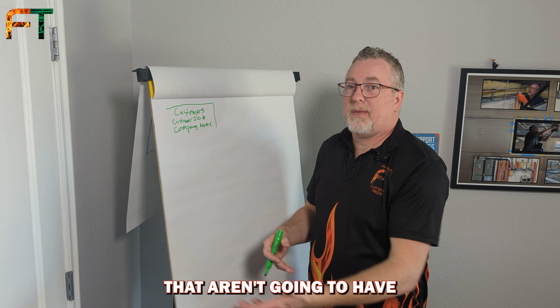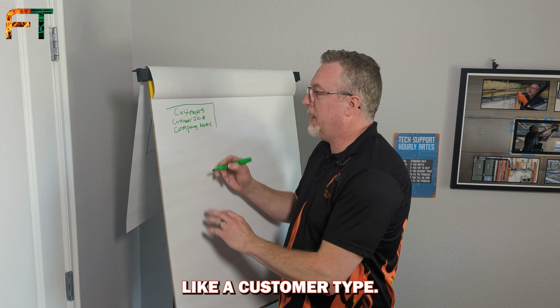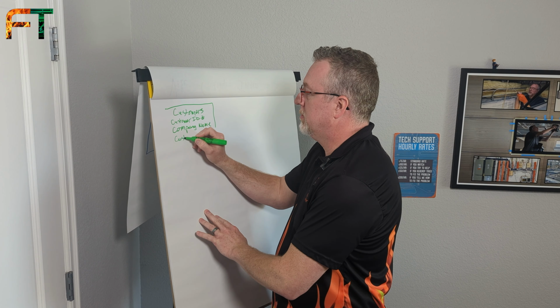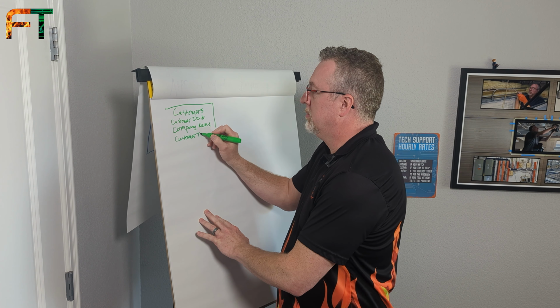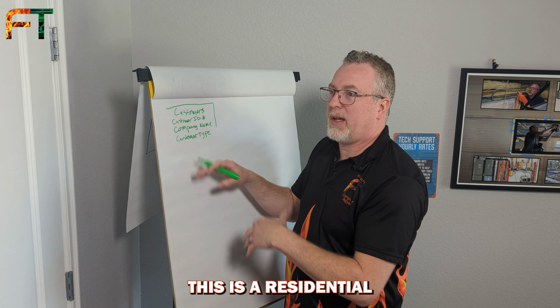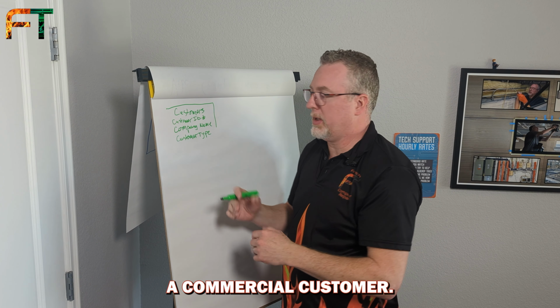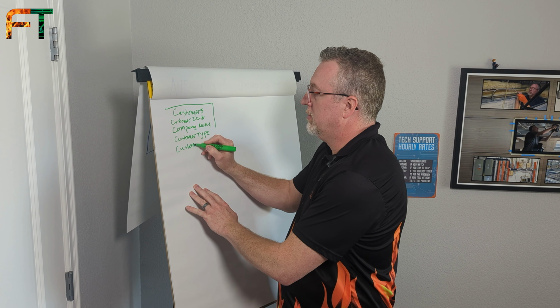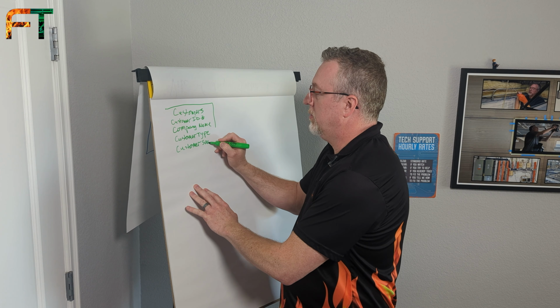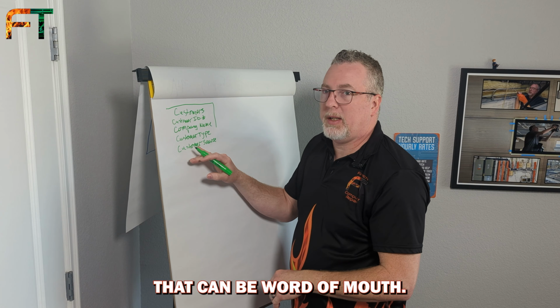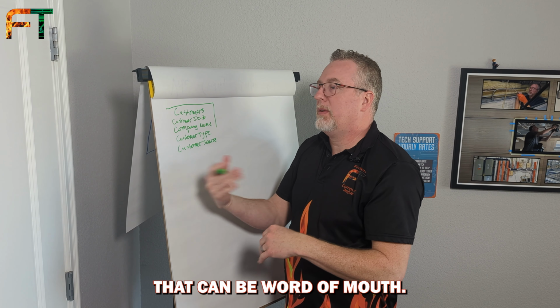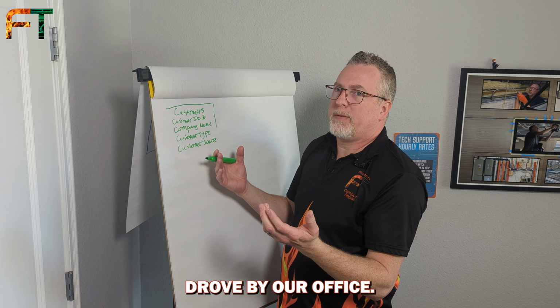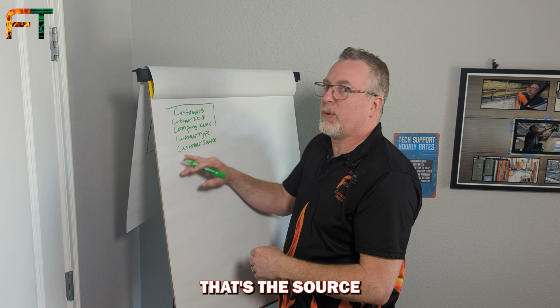Other fields that aren't going to have duplicates are things like a customer type. This is a residential customer versus a commercial customer. You can have customer source. That can be word of mouth, heard about us on Google, drove by our office. That's how they found you. That's the source of the customer.